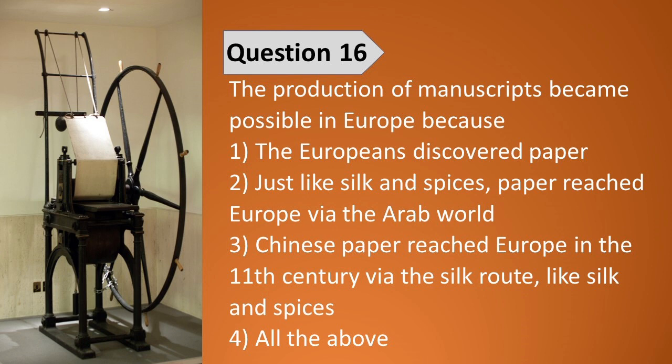Question number 16 is, the production of manuscripts became possible in Europe because, your options are: the first one is the Europeans discovered paper; second is just like silk and spices, paper reached Europe via the Arab world; third is Chinese paper reached Europe in the 11th century via the Silk Route like silk and spices; fourth is all the above.